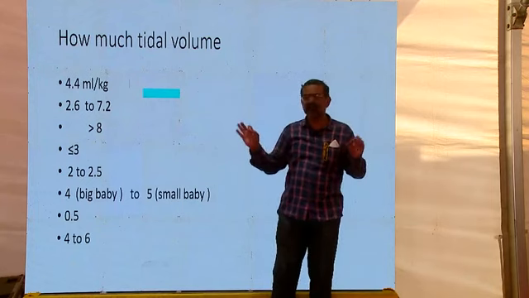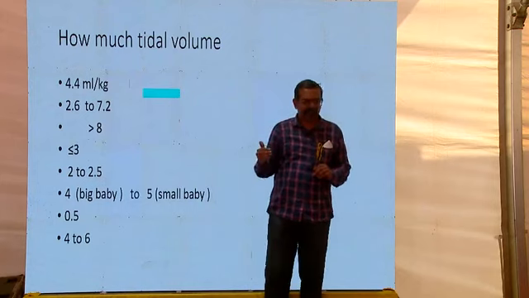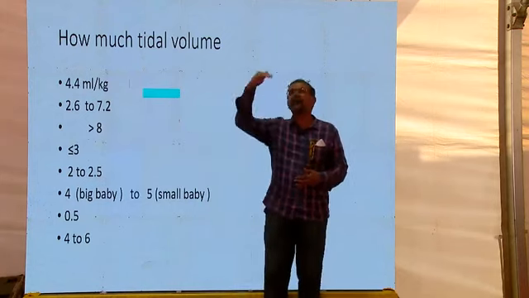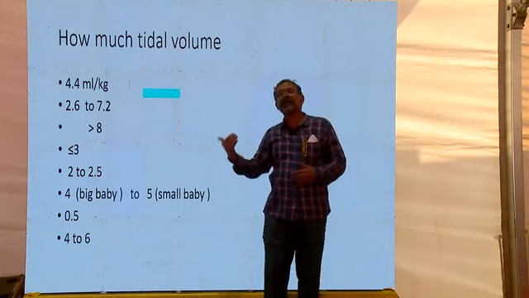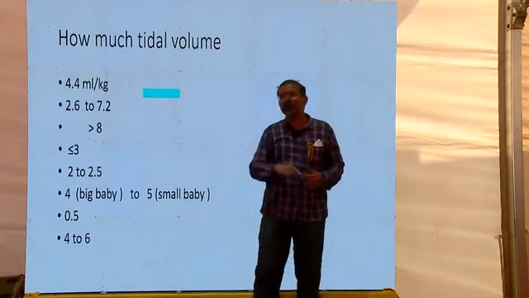In volume ventilation, CO2 is the king. Don't try to go beyond 8 as far as possible. Those who have gone beyond 8 found that cytokine levels are higher. That means biotrauma increases if you go beyond 8. But sometimes we have to go beyond 8.